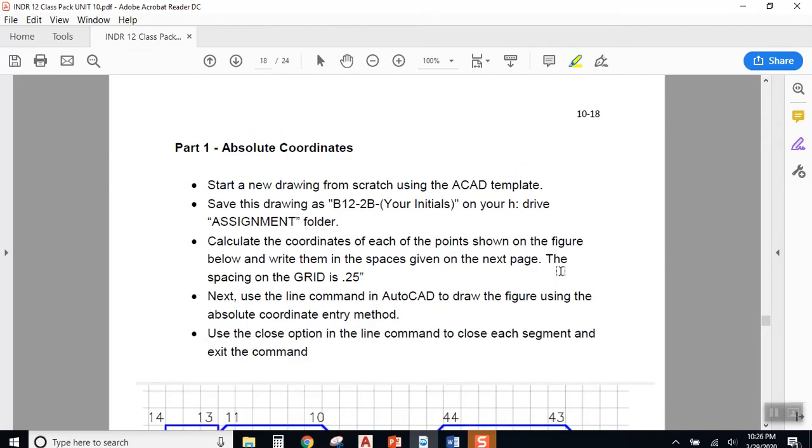Well, please, you're not going to be using the grid and the snap mode tool, right? Because that's for babies. That's training wheels. We're learning about one of the most important elements of drawing in CAD, and that is working with coordinates. So part 1 of the drawing involves working with absolute coordinates. So start a brand new drawing from scratch like you're used to. You'll be saving it with this name, B12 2B dash your initials.